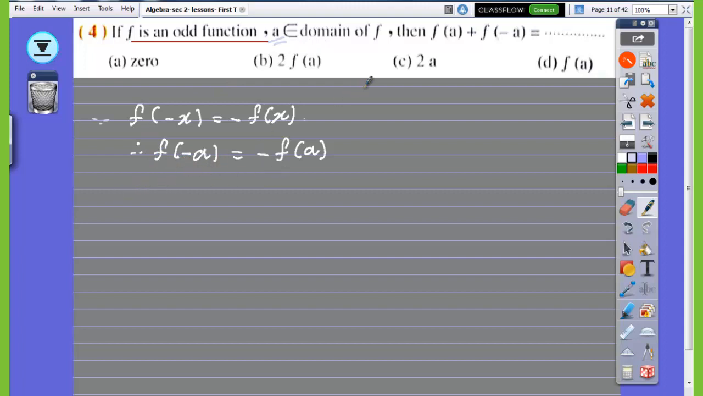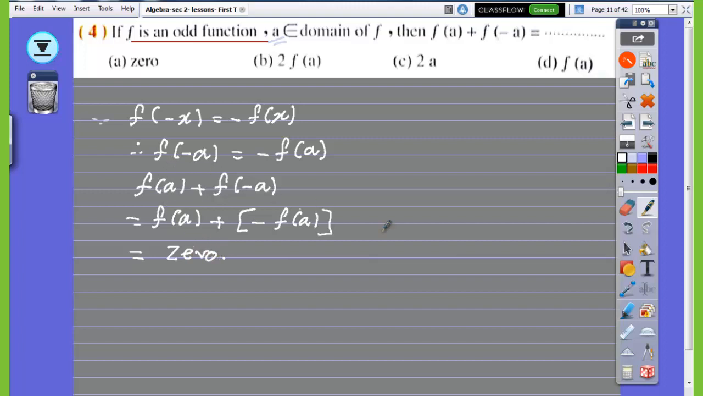So here we have the left hand side, f of a plus f of negative a equals f of a plus f of negative a, it is odd, don't forget, equals the negative f of a, and the result equals 0 here. So our choice will be letter A.